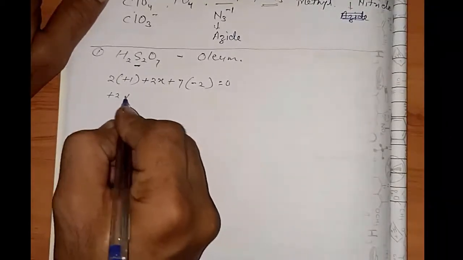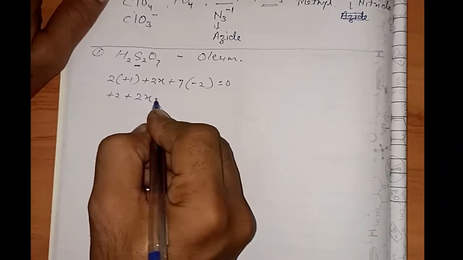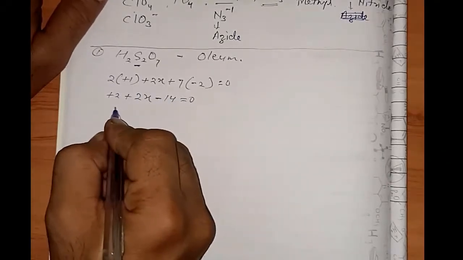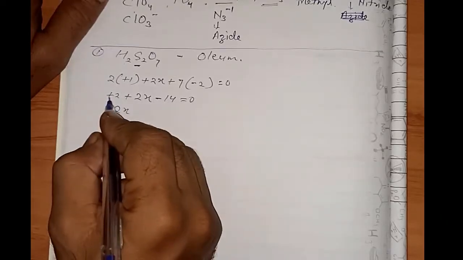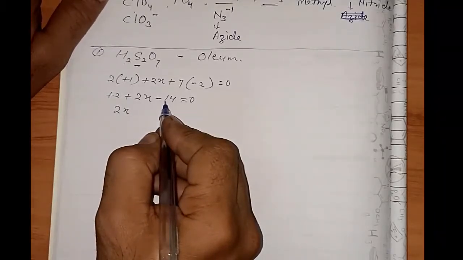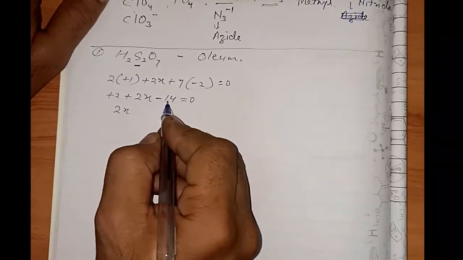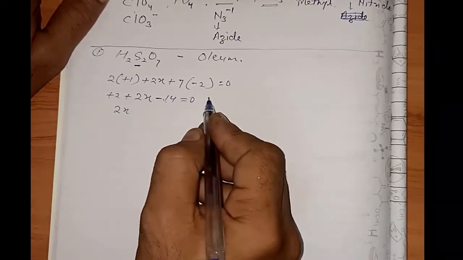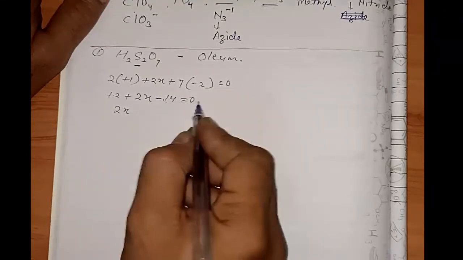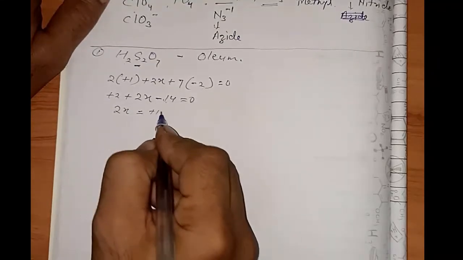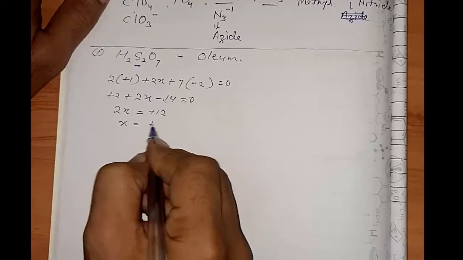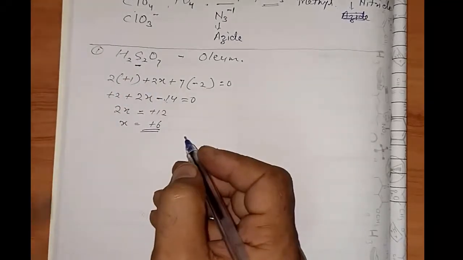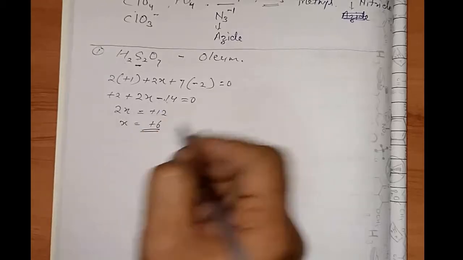Now this one becomes +2, this one is 2x, and this one is minus 14, equal to 0. Plus 2 minus 14 will be minus 12, and if I shift minus 12 from the left hand side to the right hand side, it becomes plus 12. So I write here plus 12. 2X is equal to plus 12, so X will be equal to plus 6. Oxidation number of sulfur is plus 6. Is it clear, students?